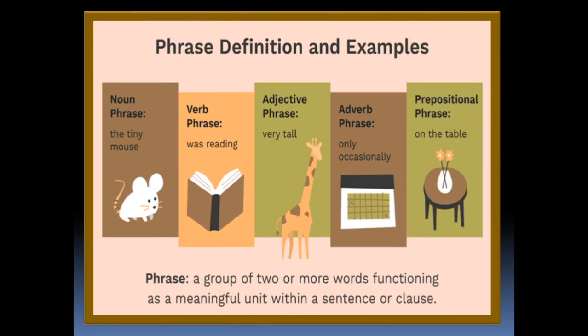Then we have phrases. As we have learned in lesson number 1 about phrases, we have the same topic in lesson number 2. A phrase is a group of words, two or more words functioning as a meaningful unit within a sentence or clause. We can understand a group of words, but they don't give us a complete sense. They don't give us complete information. In phrases, we have different kinds: noun phrase, verb phrase, adjective phrase, adverb phrase and prepositional phrase.